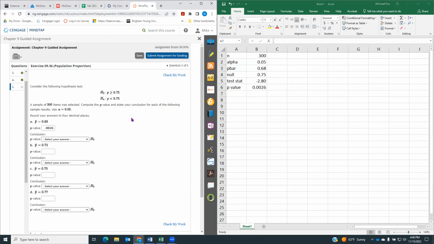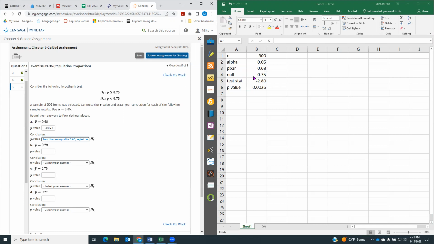So in this case, our p-value is lower than our alpha of 0.05. And so that means we are going to reject the null hypothesis. In other words, we're saying getting a sample proportion of 0.68 is enough lower than 0.75 that we believe the population proportion really has gotten smaller.